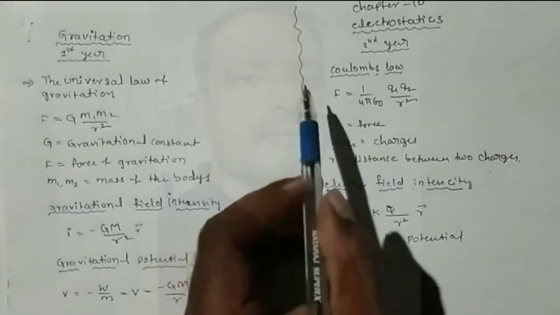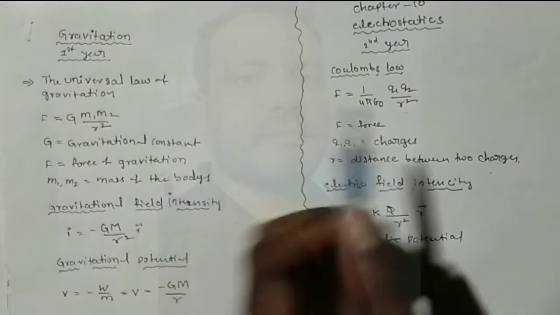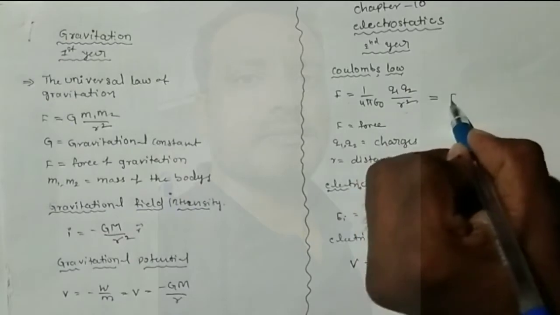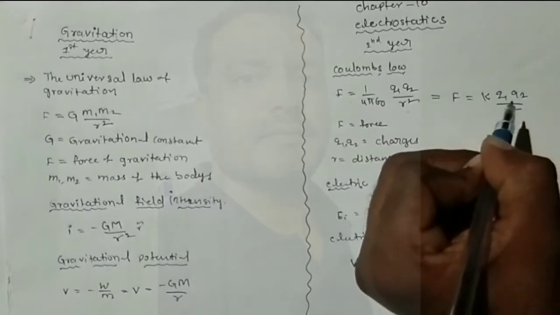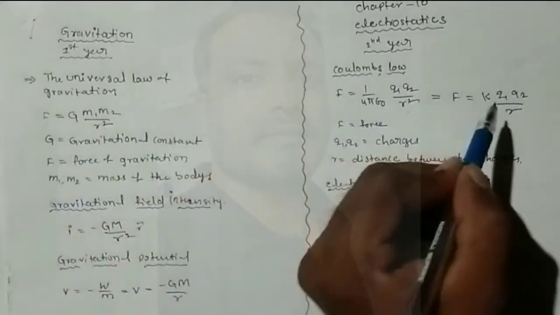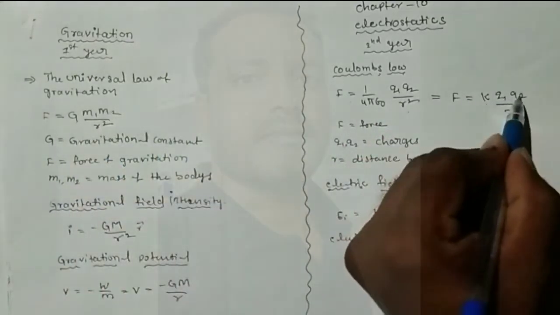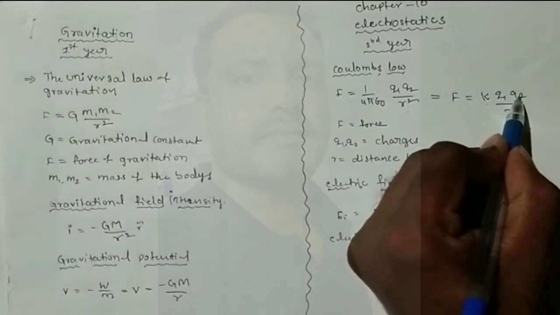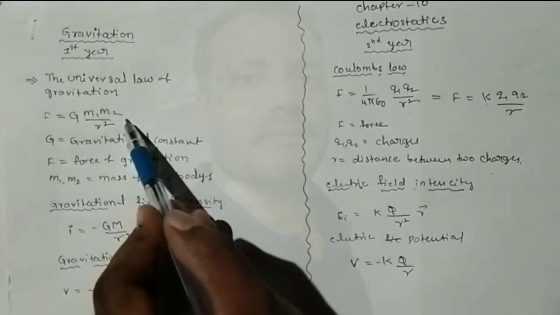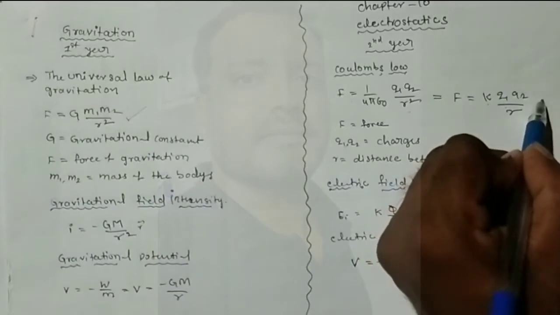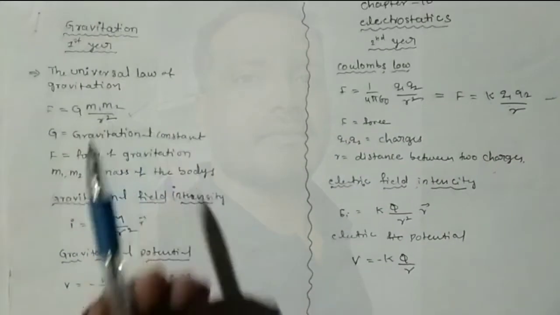Look here, both formulas look the same. We can write Coulomb's law as F is equal to k q1 q2 by r square. Here G is replaced with k, right? m1 m2 is replaced with q1 q2. It is easy to remember, right? These are like the same formulas. If you know this one, you can remember this formula also. Otherwise, if you know this formula, you can remember this one also, right?